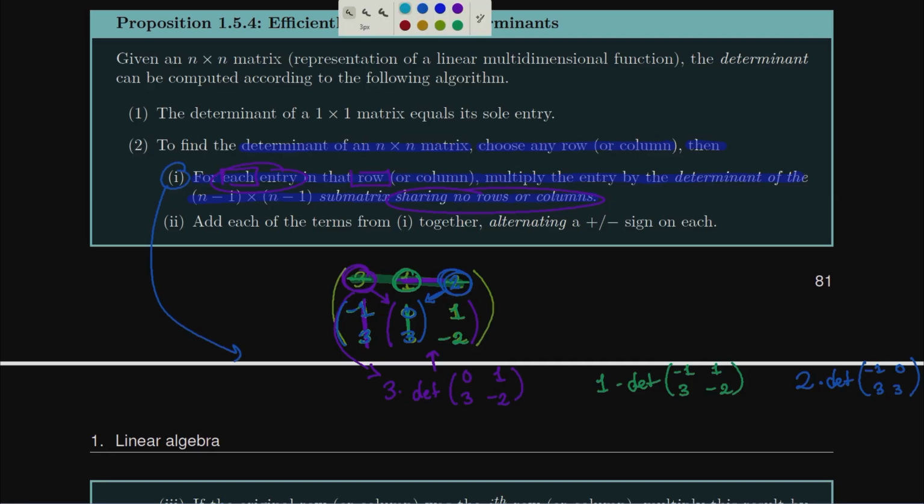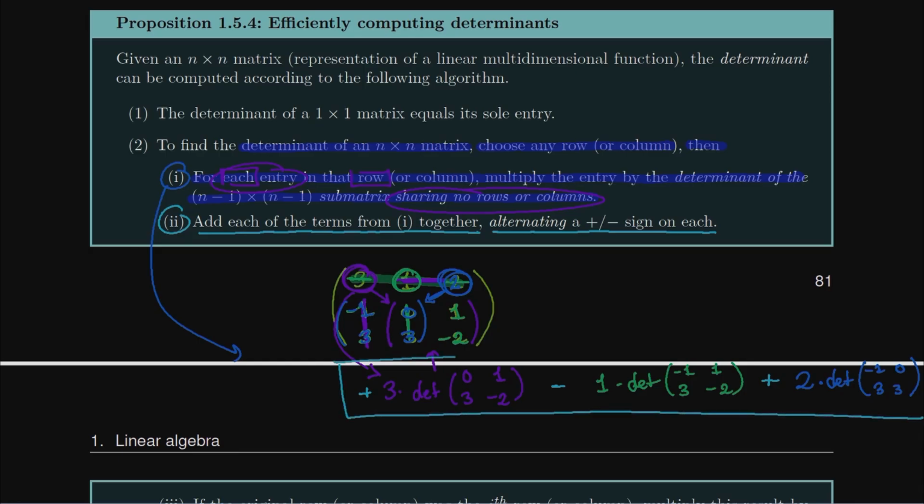Step 2 turns around and says, add each of the terms from 1 together, alternating a plus minus sign on each. So we have plus, minus, plus. And so this will be the formula that gives me the determinant of a 3 by 3 matrix, right? So that's a determinant of a 3 by 3 matrix.